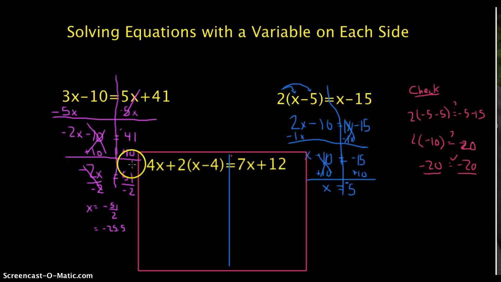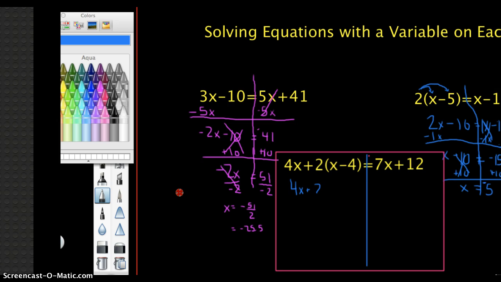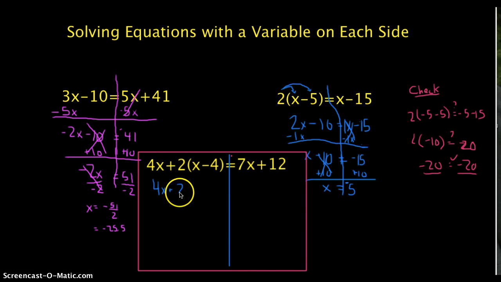So I'm going to bring the 4x down. 4x plus 2 times x is 2x. 2 times negative 4 is negative 8. All right, and on the right side, I'm just going to bring this on down.